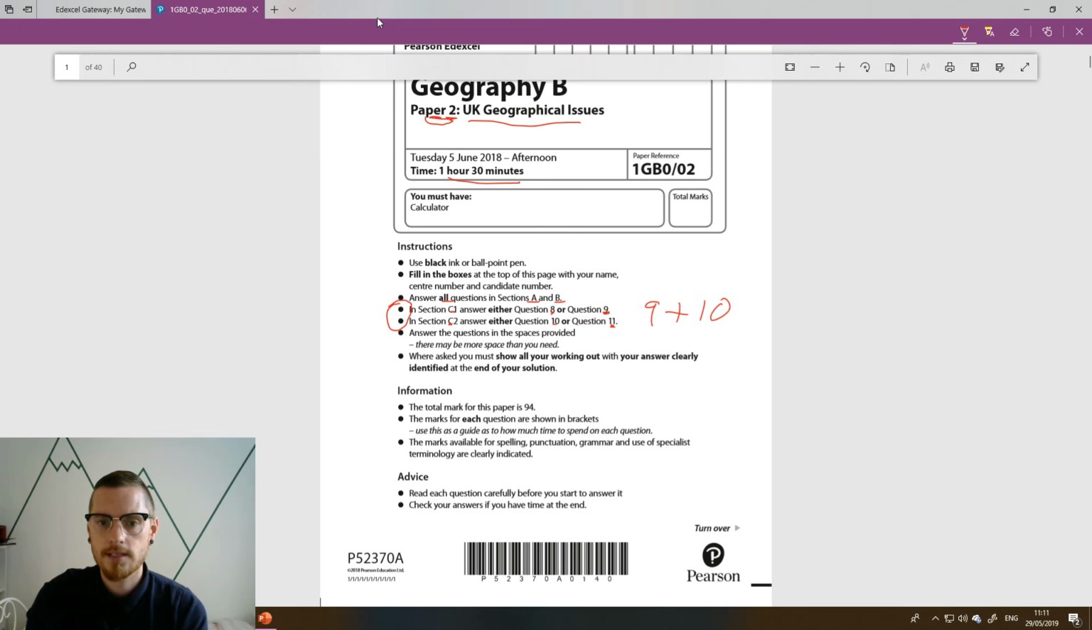There's a bullet point here where you're asked to show all your working out, with your answer clearly identified at the end of your solution. So for any maths-based questions, working out gets you marks. Please circle or underline the answer so it's obvious to the examiner. Last little bit of information here: the total marks for this paper is 94. Marks are available for spelling, punctuation, grammar, and the use of specialist terminology. I'll talk about that a little bit further on. And then lastly, a bit of advice here, which is to read each question carefully from start to end and to check your answers at the end.